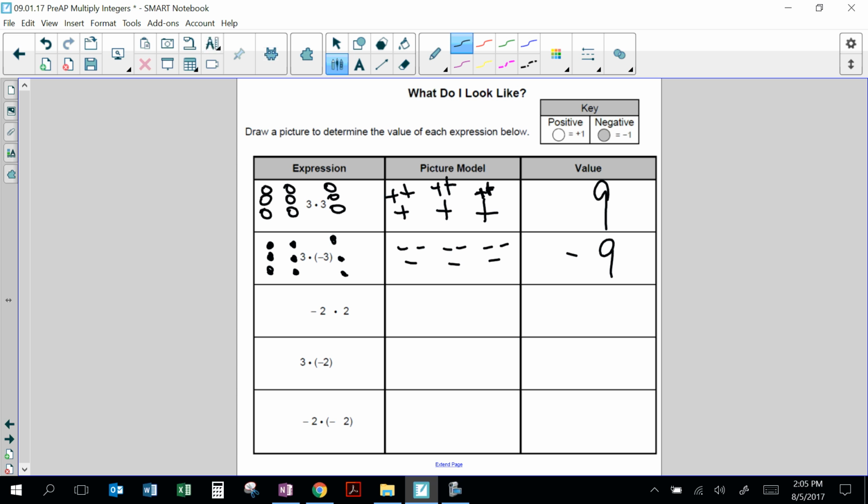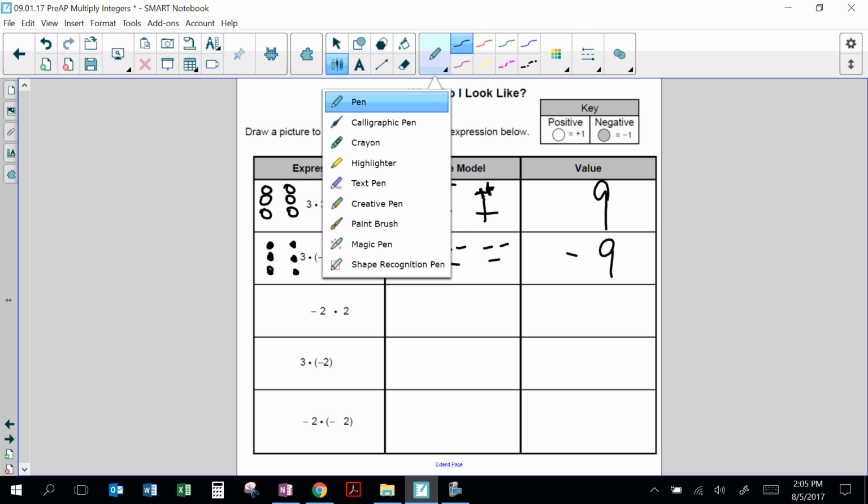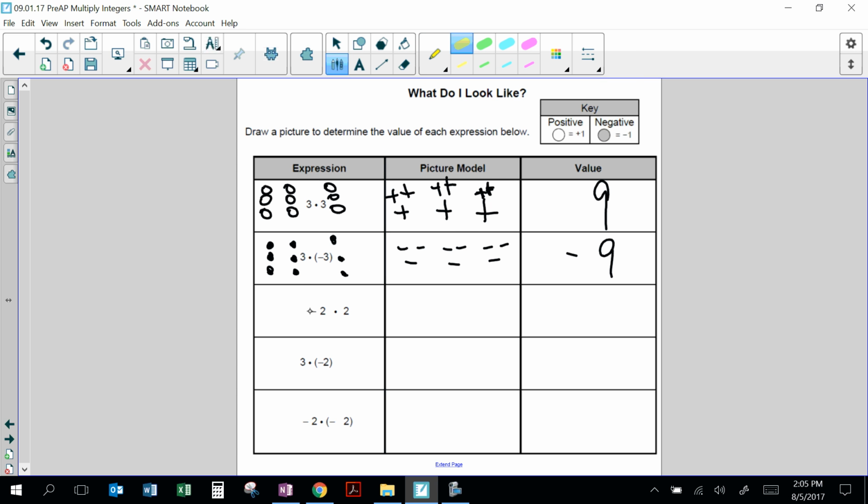Next one. Negative 2 times 2. I'm going to take out the highlighter button here and show you. I'm going to highlight this one right here. This means this. Does negative mean the opposite of? They want you to do the opposite of 2 groups of 2. So 2 groups of 2. Here's one group of 2, a second group of 2. So this means opposite.